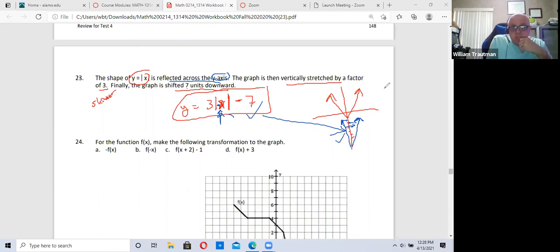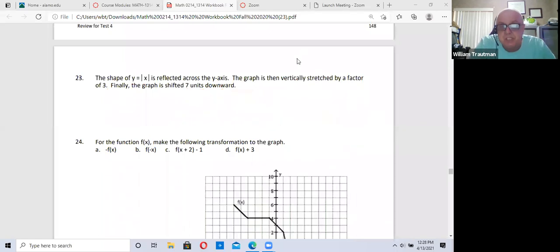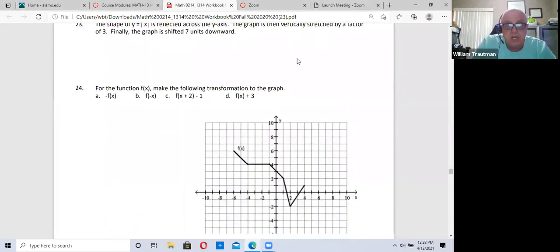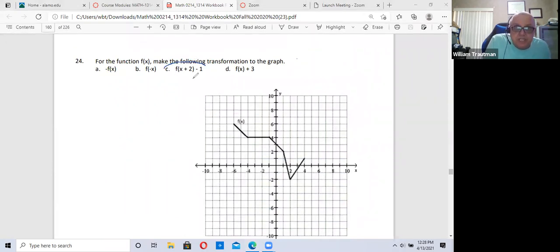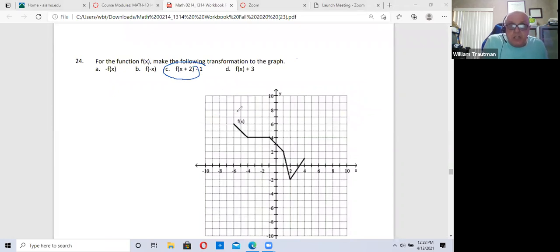24C, I'm going to do. And you'll have something similar to this. So really understand what we're doing here. I'm going to take 27C, and they're going to give you a function like this. We don't have the equation for the function. We're just saying that's the function. That graph is our function.